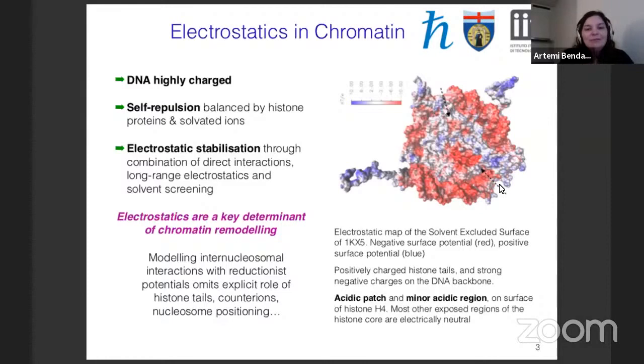Of course, as you can understand, for such a charged molecule in such close interactions, electrostatics emerges as a key determinant of chromatin remodeling, of what is going to be the topology of chromatin. And I hope I'm going to convince you with this talk that modeling electrostatic interactions between nucleosomes and in nucleosomes with reductionistic potentials, without taking into account the role of the histone tails, of counterions and solvation, and of nucleosome positioning, does not yield very accurate results.